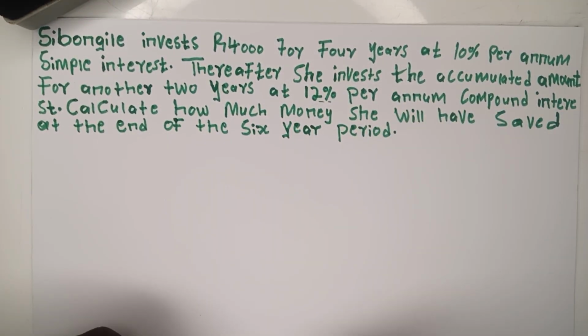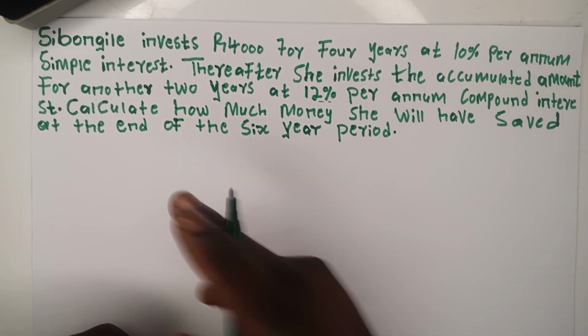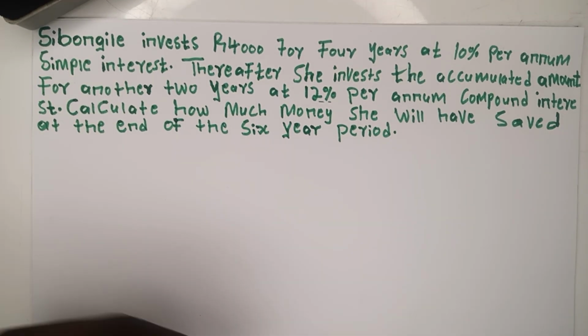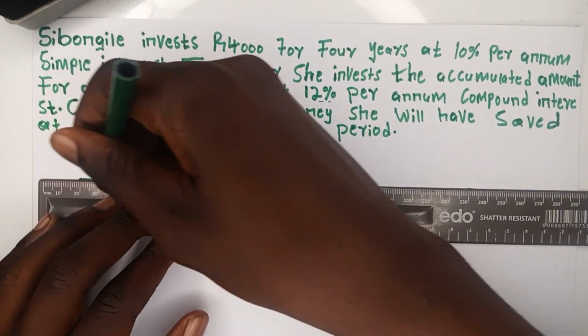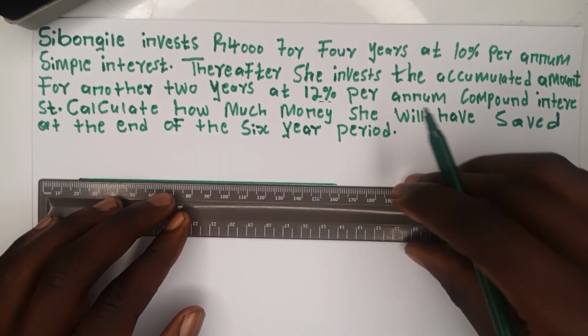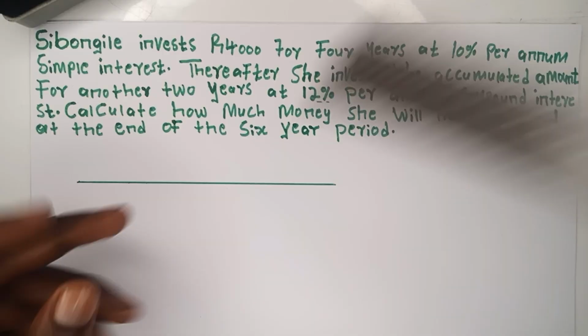So it is always advisable, guys, to draw a timeline in order to see what is actually happening here. So we're going to draw a timeline of a 6-year period, and there we go.